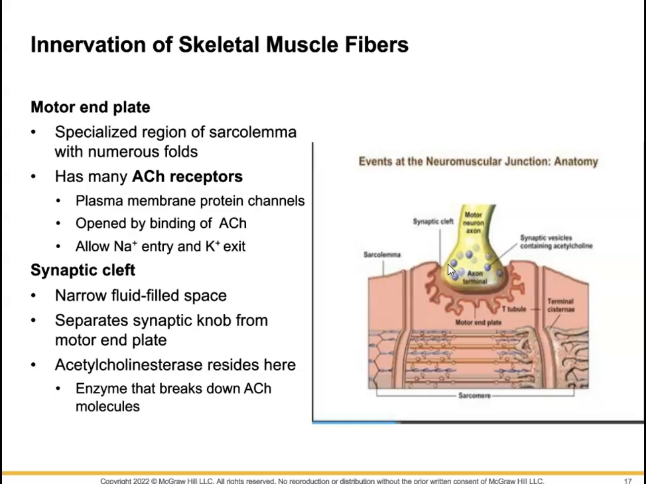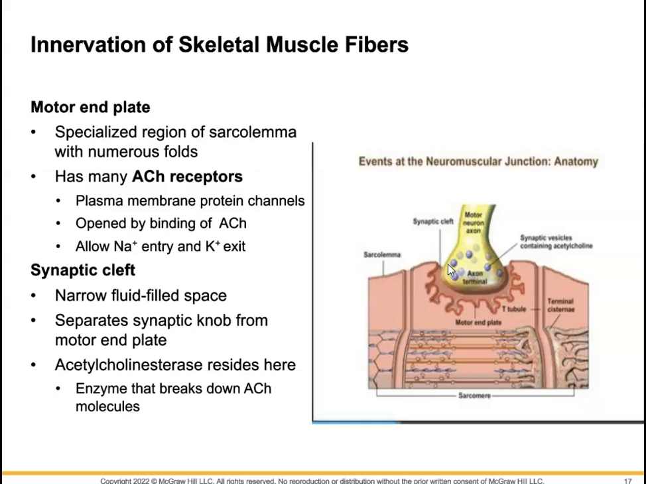As I mentioned, the motor end plate is named because the end of the motor neuron has that large saucer-like or plate-like appearance. The motor end plate actually has lots of folds and indentations of the membrane that increase the surface area that's covered by that synaptic knob of the nerve.